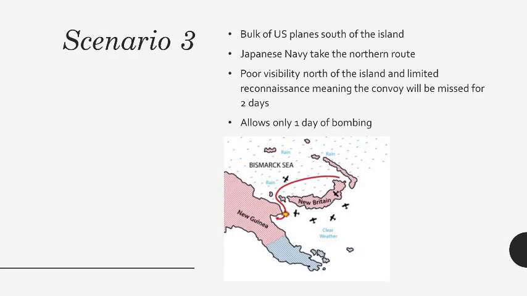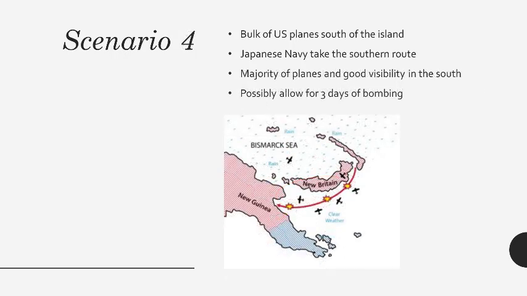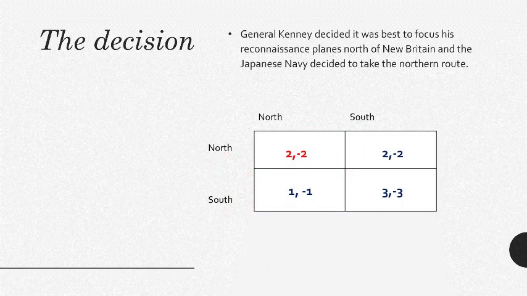The third scenario shows the US planes south of the island, but the Japanese taking the northern route. Because of poor visibility north of New Britain and limited reconnaissance, the convoy will be missed for 2 days, which allows only 1 day of bombing. The last scenario shows the US planes south of the island and the Japanese taking the southern route to the island. Considering the majority of planes in the south and the good visibility, General Kenny could have hoped for 3 days of bombing. General Kenny decided it was best to focus his reconnaissance planes north of New Britain.